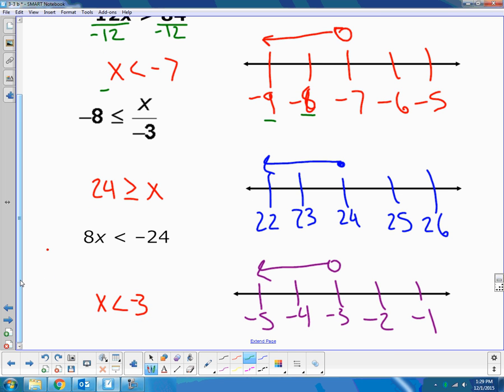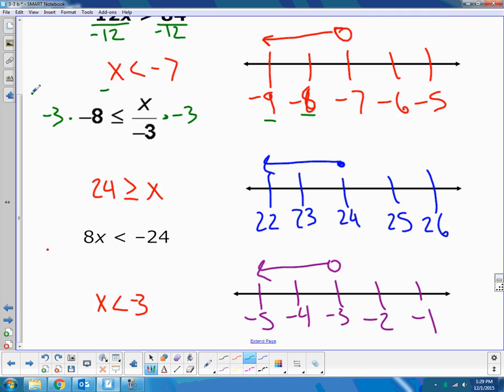Same thing for the next one. If it's negative 8 is less than or equal to x divided by negative 3, times negative 3 both sides. And we would get a positive 24, but since I multiplied by negative 3, I need to flip that inequality around. So instead of less than or equal to, it becomes greater than or equal to. And then I graph it.